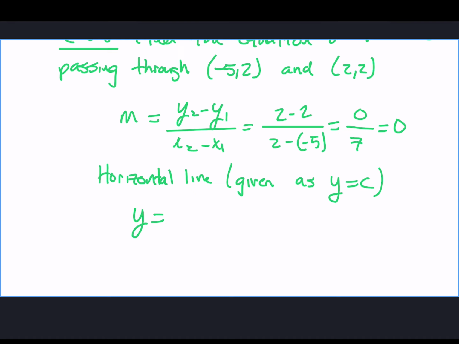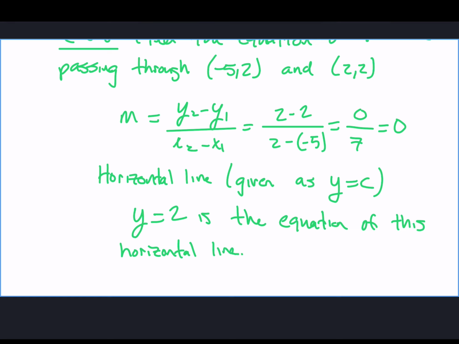Why do you say 2? You're right. Tell me why. The y value is 2 in both cases. When it's a horizontal line, look for your y value. y equals 2 is the equation of this horizontal line. Now, if it had been a vertical line, you would have looked at the x value, and that would have been your equation, x equals whatever.